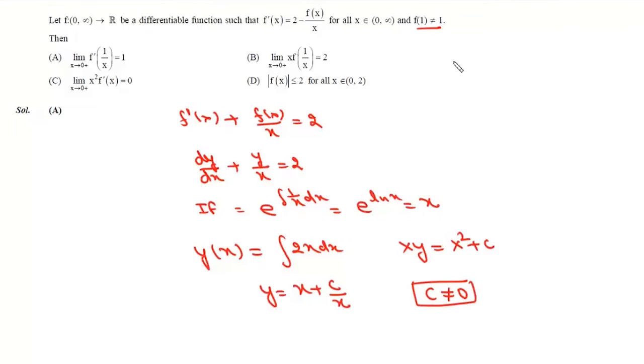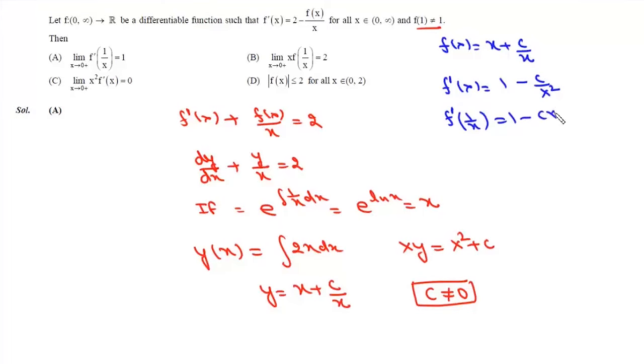So now we have our function f(x), which is x plus c by x, and if we find f dash x it will be 1 minus c upon x square. Now f dash 1 by x will be 1 minus c x square. Now if we take this limit as x tends to 0, the value of this limit will be 1. That means this option A is correct.